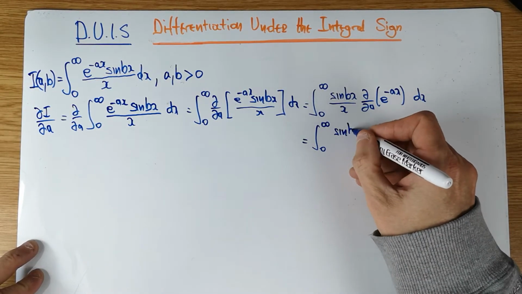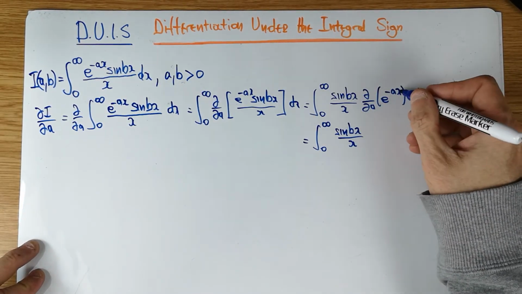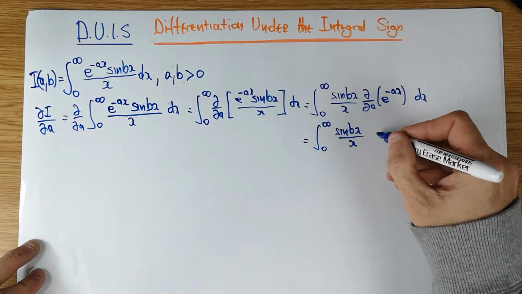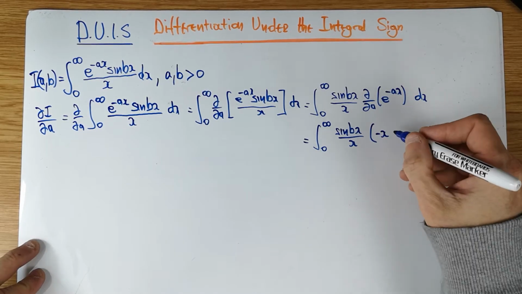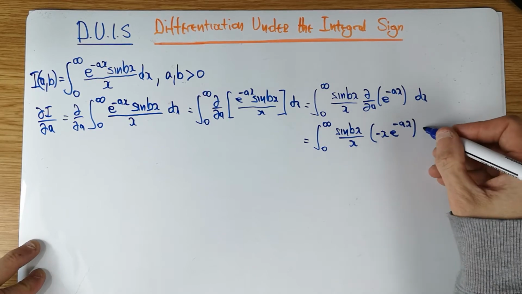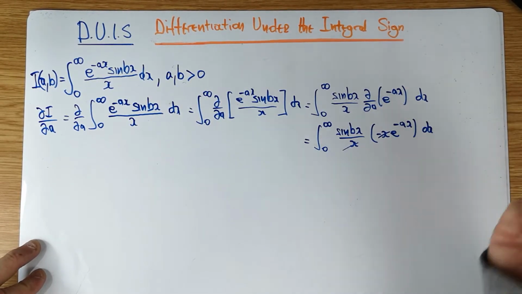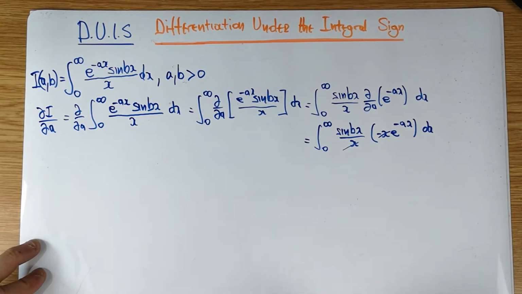Sine of bx over x. Differentiating that with respect to a is going to generate a minus x to come to the front, and of course the exponential will remain unaltered. And this is now my last line. Of course, the x's now will cancel. I mean, that was the whole point of doing all of this. And of course, we have that extra minus in there.